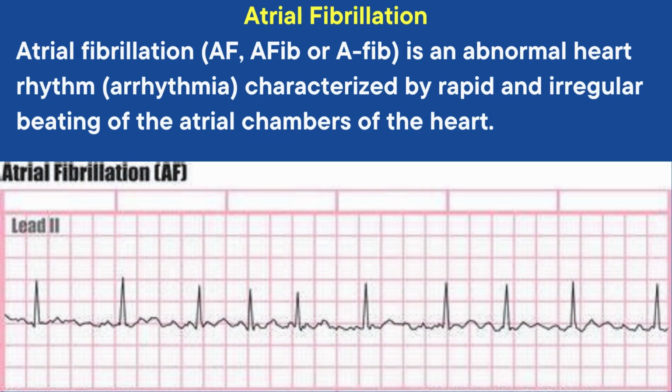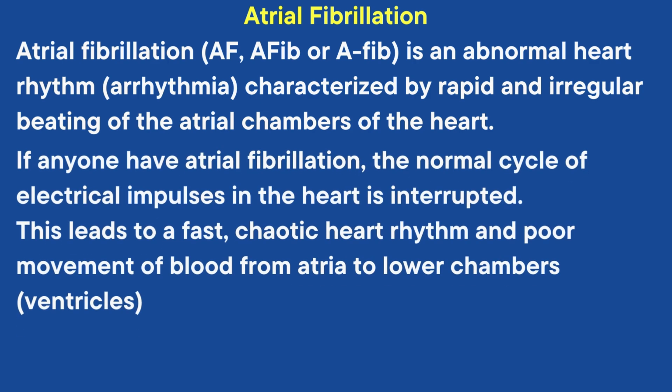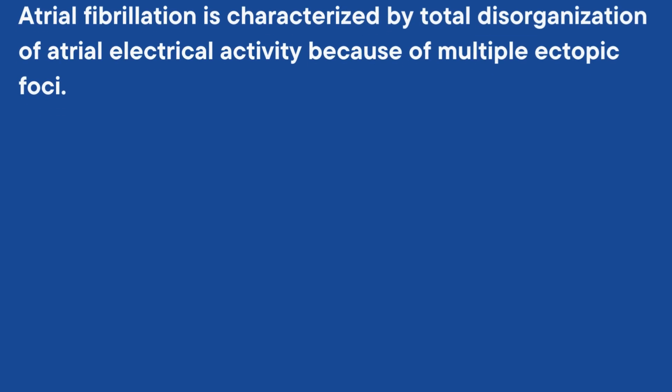Now let us see atrial fibrillation. Atrial fibrillation is an abnormal heart rhythm characterized by rapid and irregular beating of the atrial chambers of the heart. If anyone has atrial fibrillation, the normal cycle of electrical impulses in the heart is interrupted. This leads to a fast, chaotic heart rhythm and a poor movement of blood from atria to lower chambers, that is, ventricles. Atrial fibrillation is characterized by total disorganization of atrial electrical activity because of multiple ectopic foci.